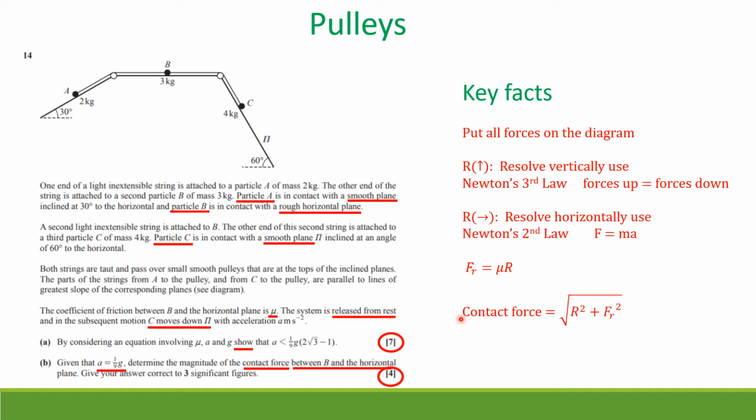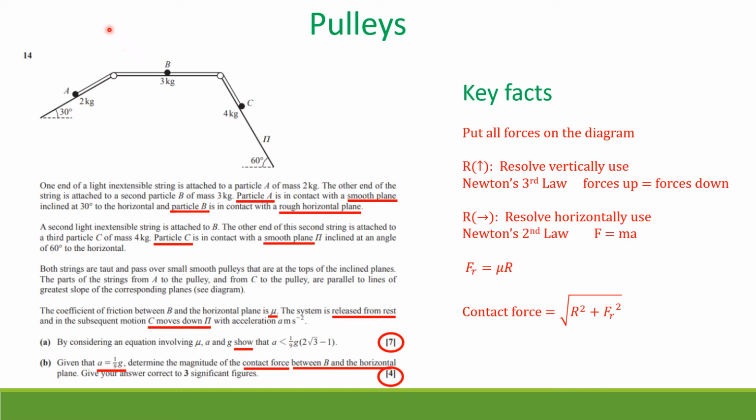The last part of the question wants to know the contact force. Now the contact force can be calculated by doing the square root of R squared plus the friction squared, where R is the normal reaction force and Fr is the friction. Now when you come to work out the contact force, you need to have found the friction, which will be acting to the left, and you need to find the normal reaction force R up here. Once you've got these two forces found, then you can draw in the contact force.